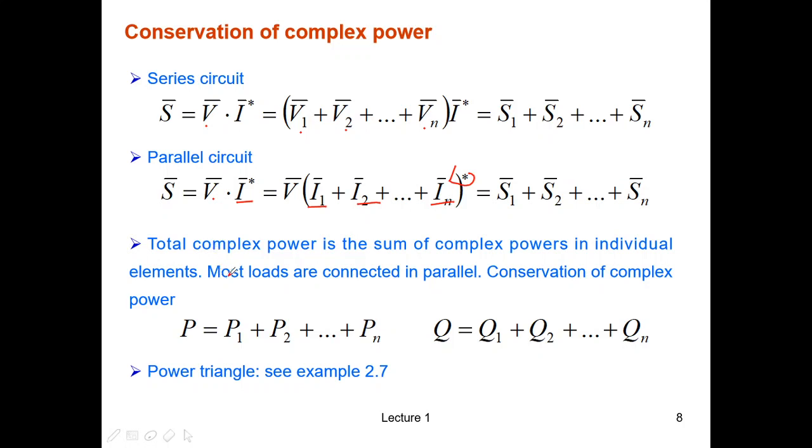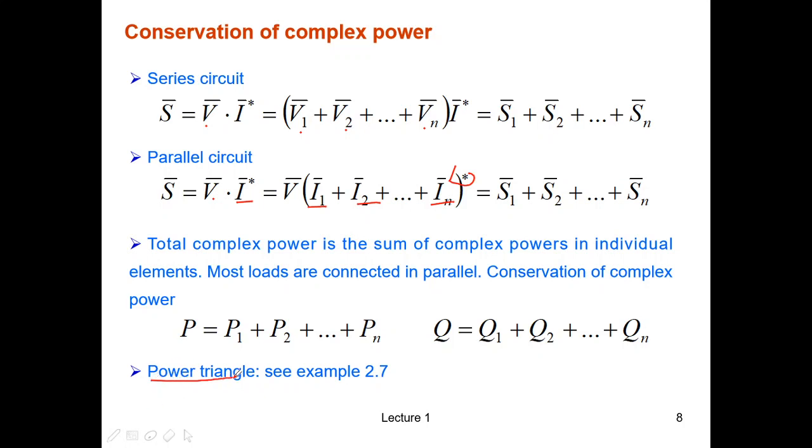In practice, most of our loads are connected in parallel, which is this case, and the total complex power being the sum of the complex power on each component is called the conservation of complex power. We can also prove that there is a conservation for active power: total P is the sum of P in each component, and there's a conservation for Q, reactive power: total Q will be the sum of Q on each component. And now we move on to another concept.